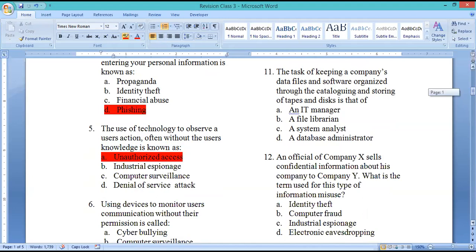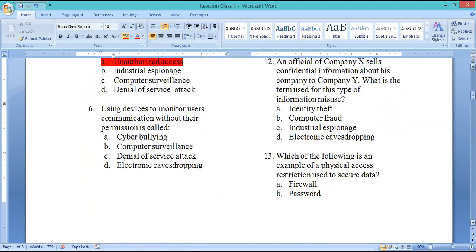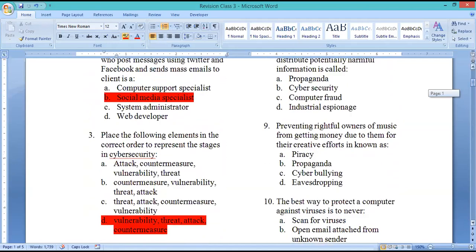Using devices to monitor users' communication without their permission is called electronic eavesdropping. Have you seen the questionnaire already? No, Miss. Okay, that's the easiest part.